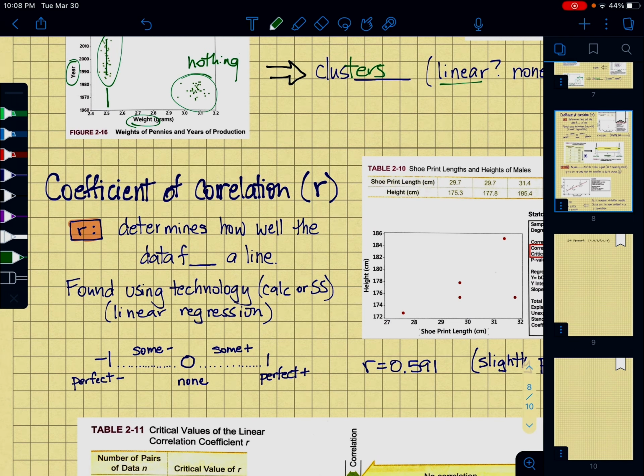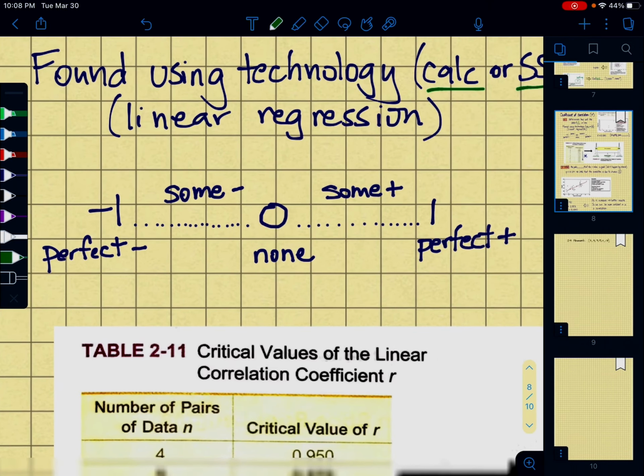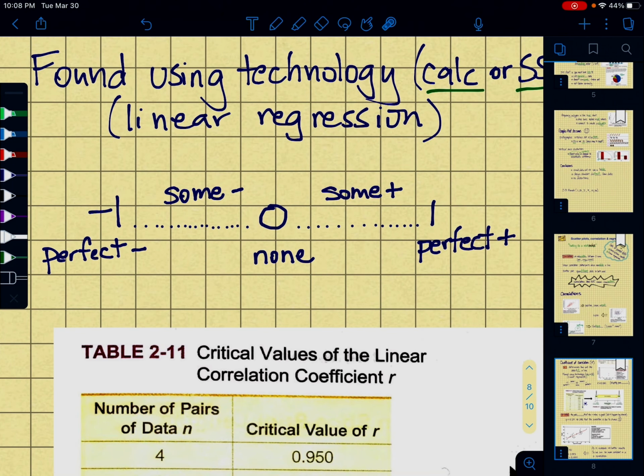Finally, we close up this chapter, this unit, with the coefficient of correlation. It's called R, and it determines the fit of the data. And this is an important fact to know, right? R is the correlation coefficient. We use calculators or spreadsheets to find that R value. First of all, we need to know that the R value occurs between -1 and 1.